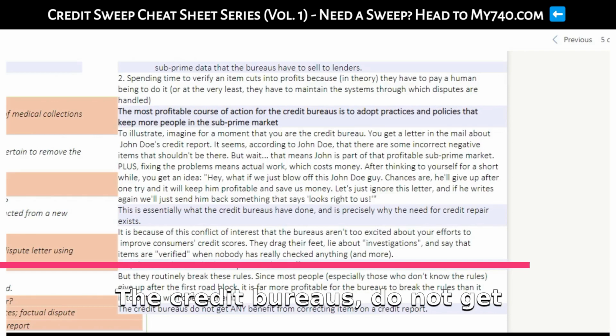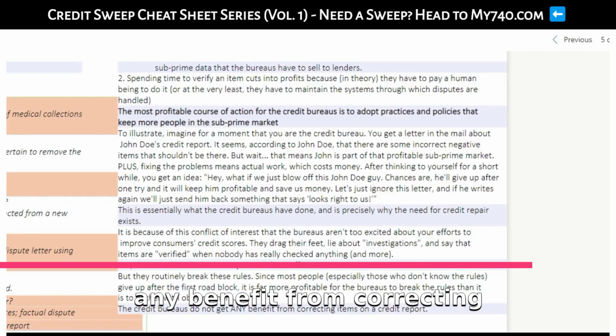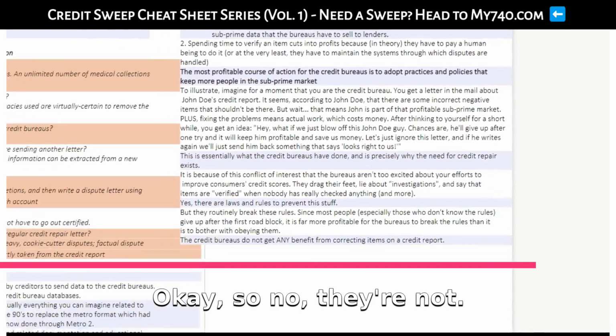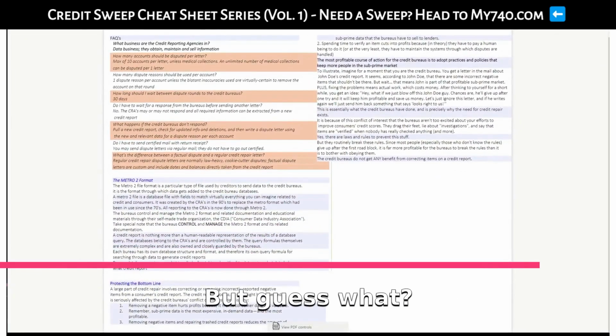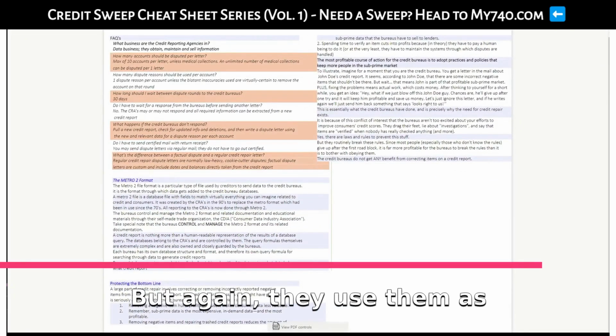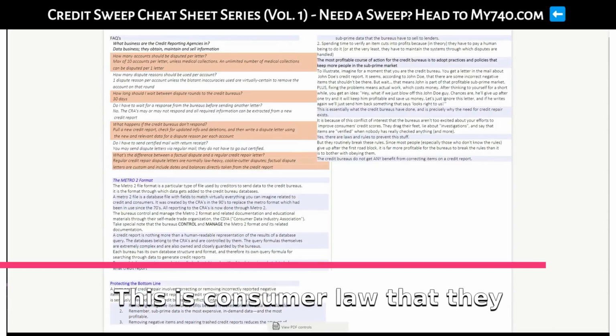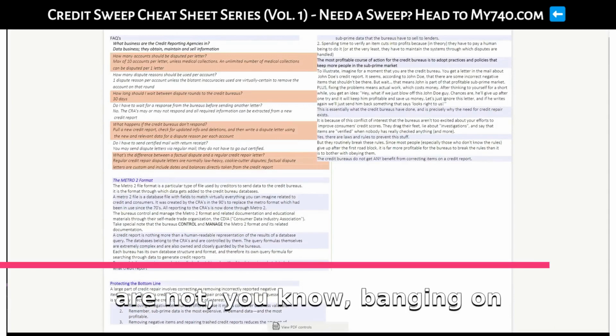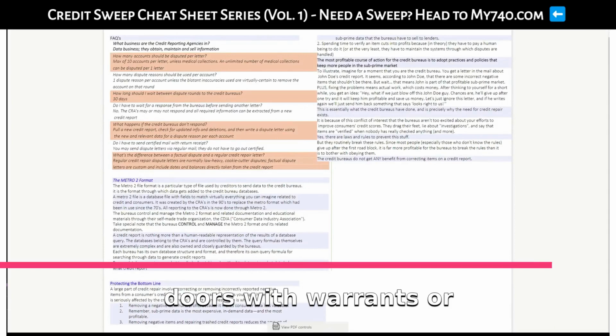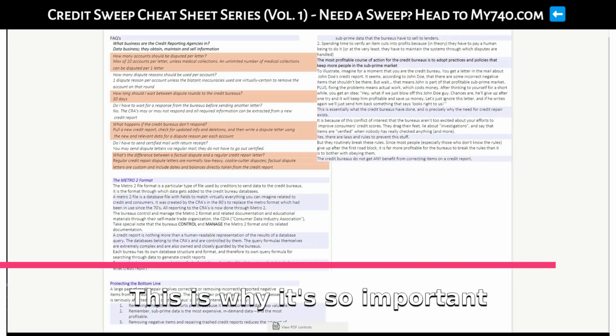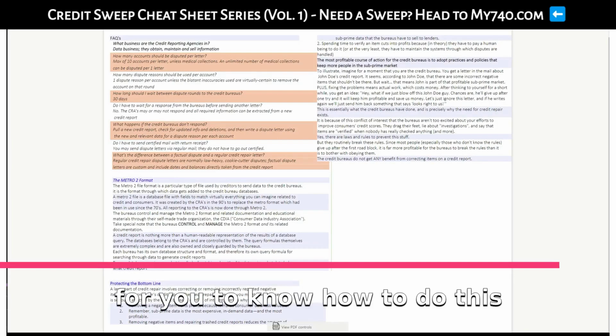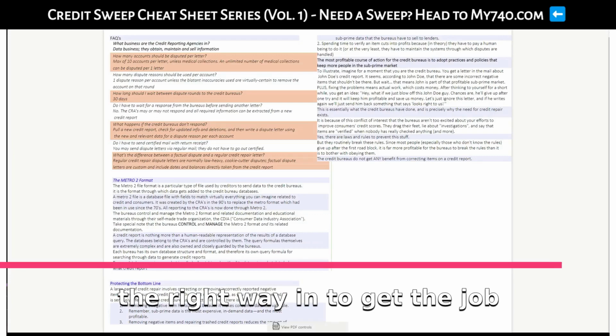The credit bureaus do not get any benefit from correcting items on a credit report, okay? So no, they're not there to help you, but guess what? Yes, there are laws, but again, they use them as guidelines. This is consumer law. They are not banging on doors with warrants or anything like that. So this is why it's so important for you to know how to do this the right way and to get the job done. All right.